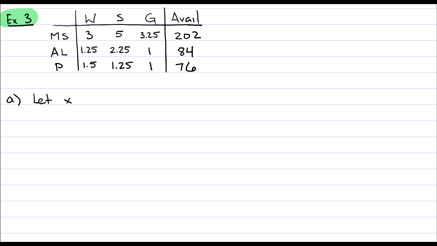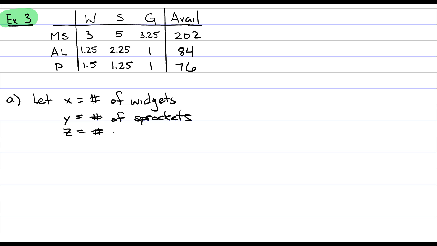Let x equal the number of widgets produced, y is going to be the number of sprockets produced, and z is the number of grommets. If you prefer to use something a little more descriptive like w, s, and g as your variables, you're absolutely welcome to. I tend to use x, y, and z just to give us some consistent variables that we're going to use in pretty much all the problems.